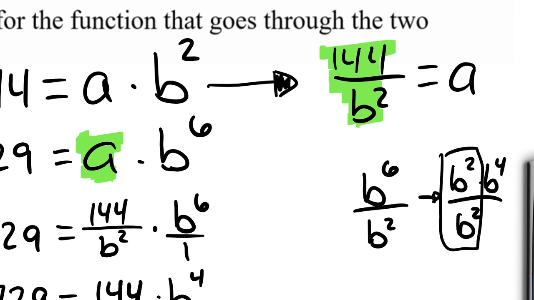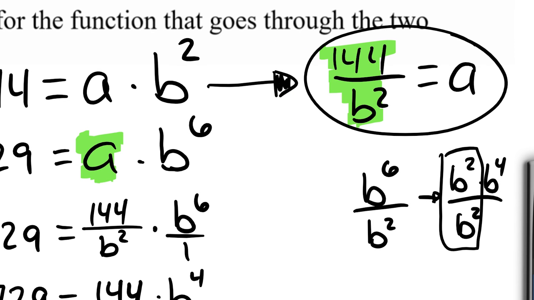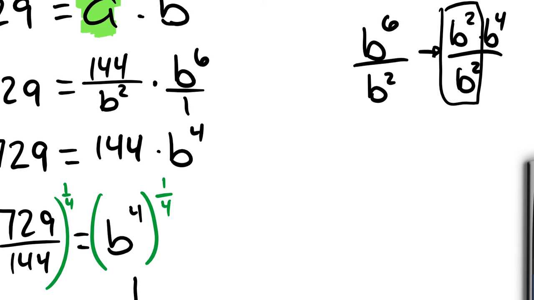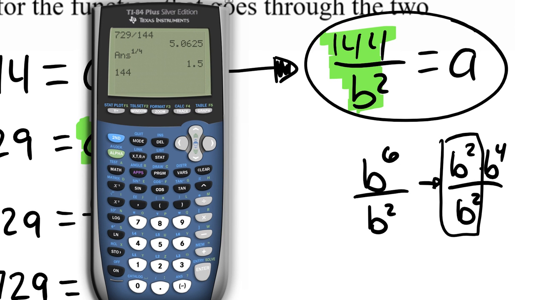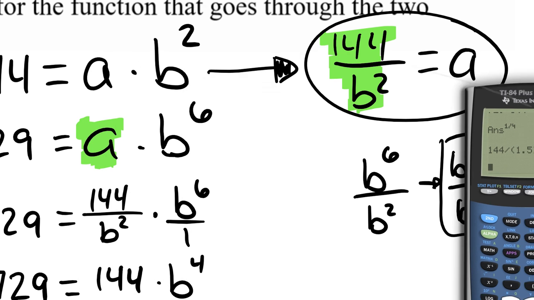And if you look right here, a is 144 divided by b squared. So I think I could do that. I'll just take 144 and divide that by, let me just put 1.4 or 1.5, and I'll square that denominator. 64. Okay, so I believe that a is 64.